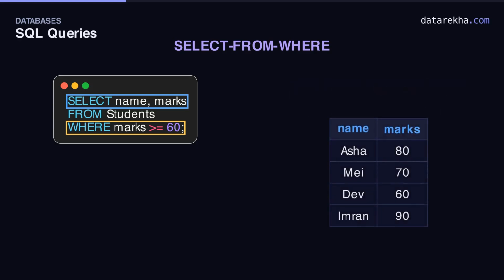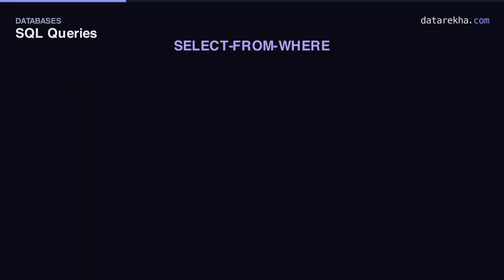And notice it runs last, not first. It keeps just the 2 columns we asked for, name and marks, and drops the rest. The result is exactly these 4 rows. Asha 80, May 70, Dev 60, Imran 90.